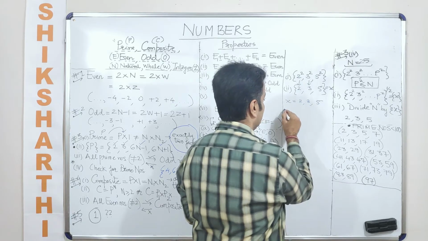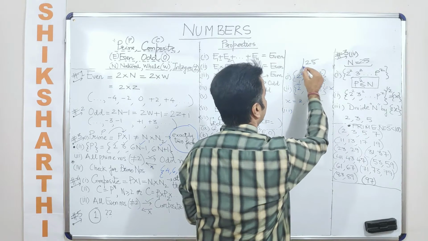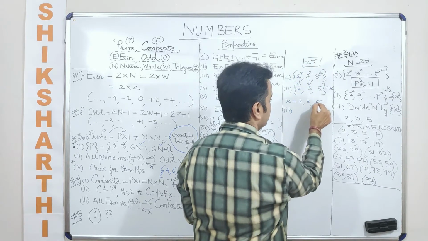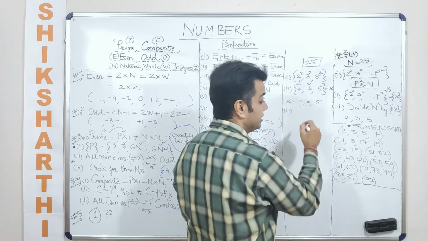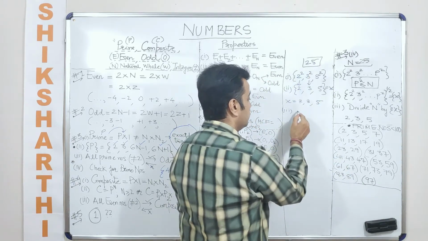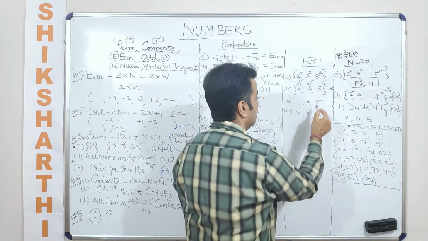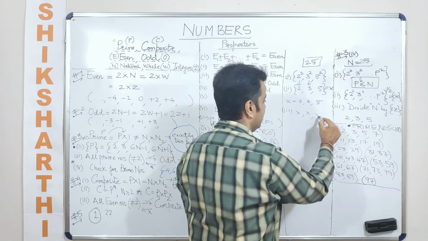What is the last step that you are supposed to do? You are supposed to divide the number 25 by all these values of x that you have taken, and you have to check whether it is divisible or not. So is 25 divisible by 2? No. Is 25 divisible by 3? No. Is 25 divisible by 5? Yes.